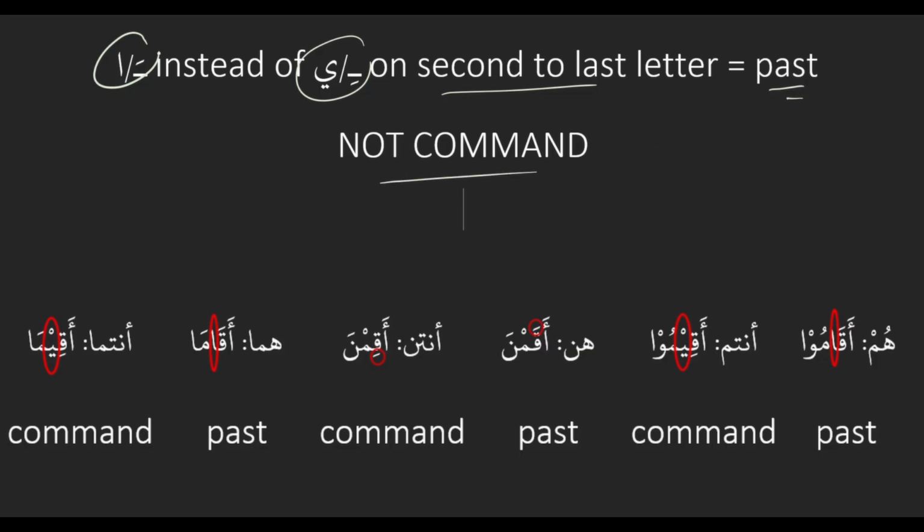Right, so here we see aqamu, second to last is an alif, so that tells us it's past. Here we have aqimu, second to last is a ya, that tells us it's a command. Aqamna, if you hide the indicators, second to last is an A, tells us past. Aqimna, hide the indicator, second to last is an E, that's a command. Aqama, hide the indicator, second to last is an A sound, so that's a past. And then aqima, hide the indicator, second to last is an E sound, so that's a command. Right, so A makes past, E makes command.